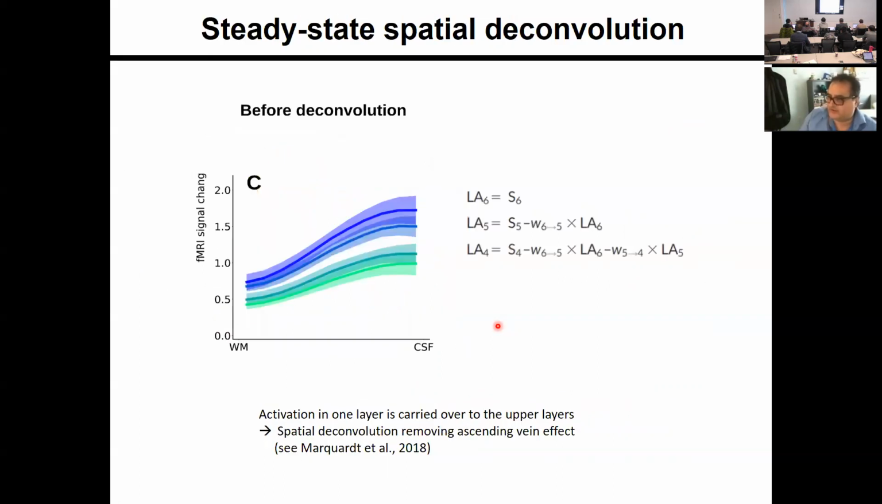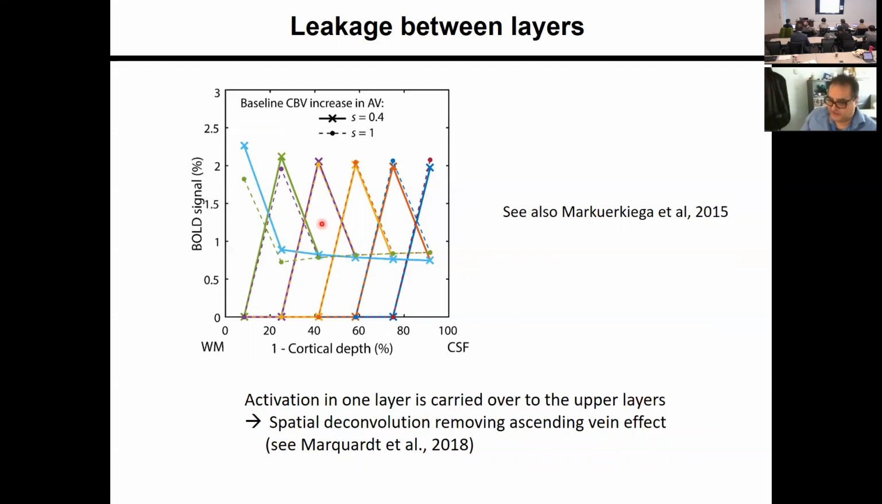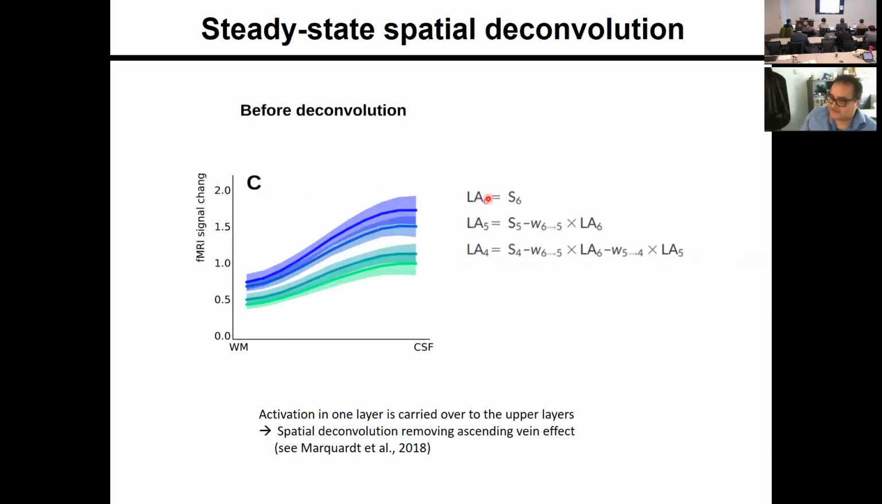And the way we do it is, let's assume this is our signal. This is from the paper of Marquardt et al. from my group. This is fMRI signal, white matter to CSF. These were just different conditions. You see, again, an increase of the fMRI signal from white matter to CSF. Now what we are saying based on these simulations: the true layer 6 signal is the measured layer 6 signal, which means this signal does not change.